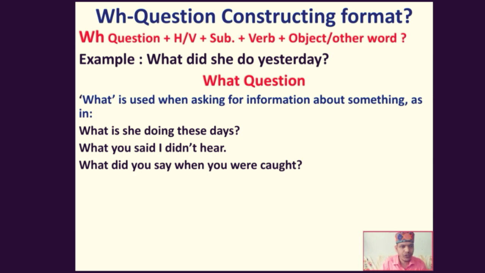Okay, so WH question constructing format will be something like this: WH question word in first place, and then after that helping verb in second place, which is known as auxiliary verb, and then plus subject plus main verb plus object or other word. Example: what did she do yesterday?